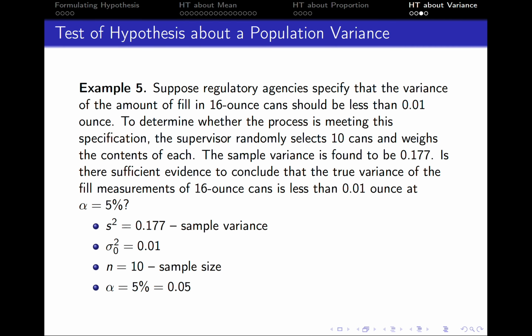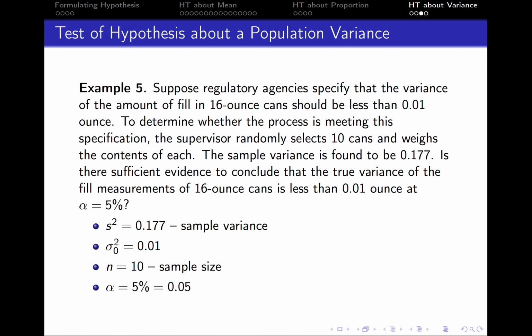And now let's have a look at the example. Suppose regulatory agencies specify that the variance of the amount of fill in 16-ounce cans should be less than 0.01 ounce. To determine whether the process is meeting this specification, the supervisor randomly selects 10 cans and weighs the contents of each. The sample variance is found to be 0.177. Is there sufficient evidence to conclude that the true variance of the fill measurements of 16-ounce cans is less than 0.01 ounce at 5% significance level?